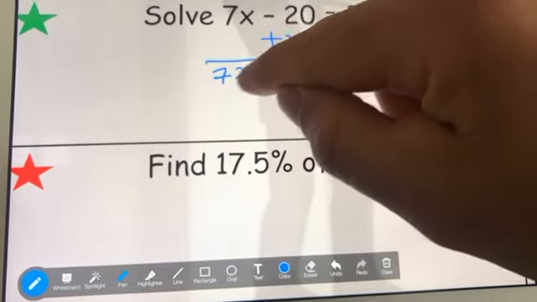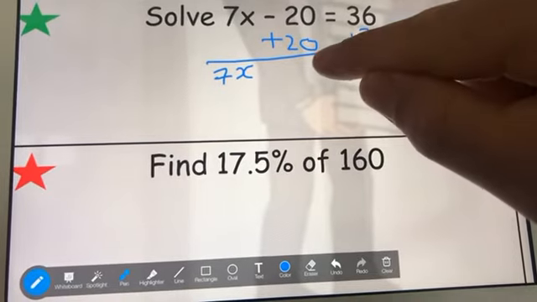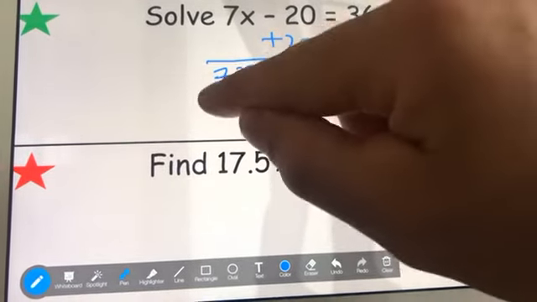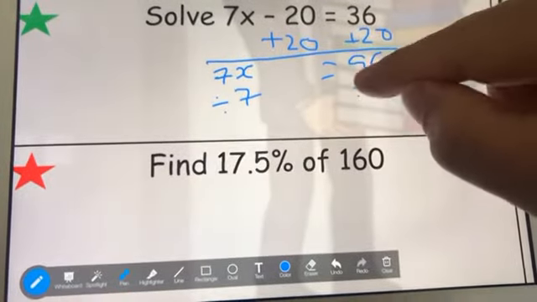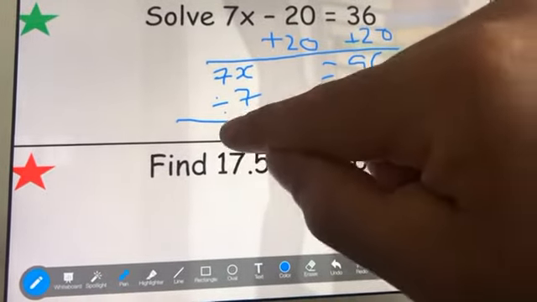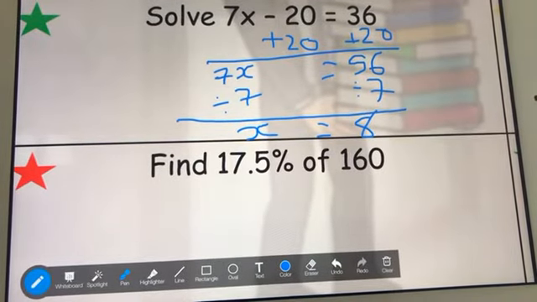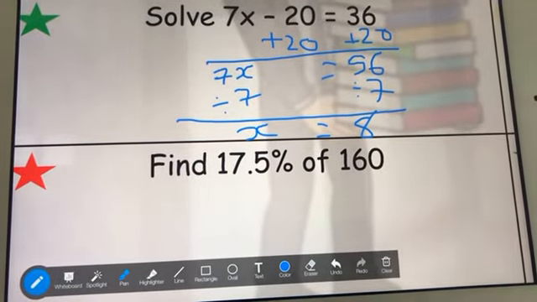7x moves straight down. Minus 20 plus 20 is nothing. 36 plus 20 is 56. 7x is 56. If I divide through by 7, I end up getting x on its own equals 8, because 56 divided by 7 is 8. That's worth 3 points.